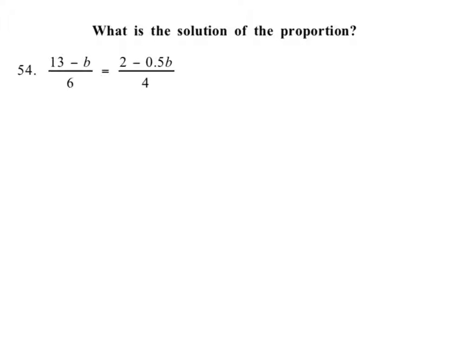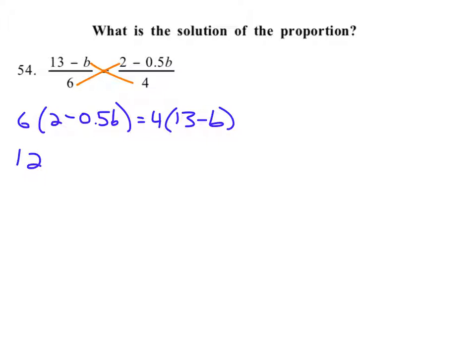All right, I actually really like this one because it's got two variable expressions which will result in the variable on both sides. But let's start by saying this times this equals this times this, and then how can we write that? I will say 6 times the difference of 2 minus 0.5b is equal to 4 times 13 minus b. And now we're going to distribute. 6 times 2 is 12 minus, what is 6 times 1/2? Well, it's just 1/2 of 6, 3. And don't forget the variable b.